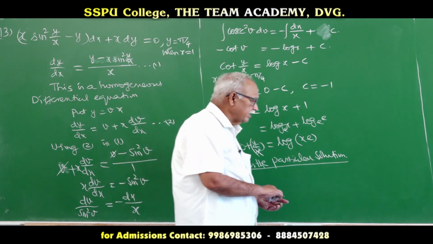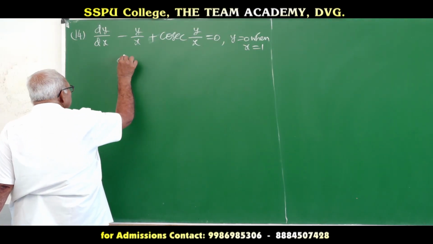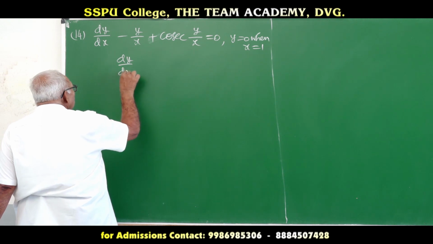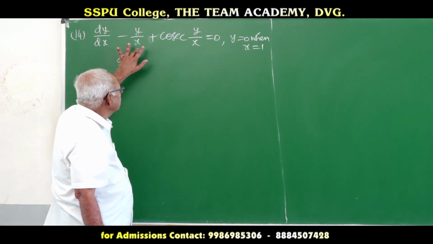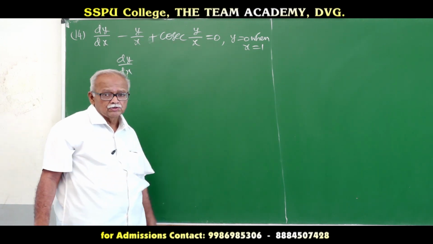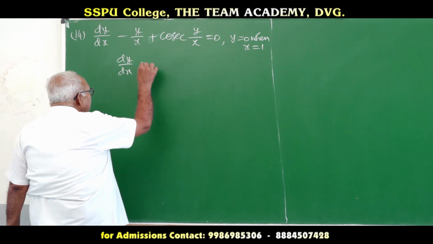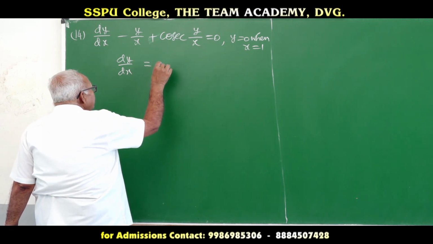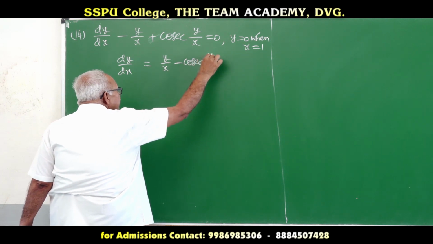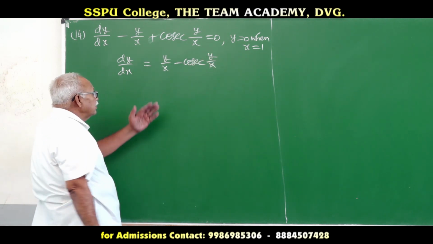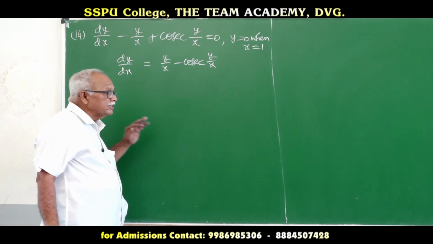Okay, let us try the next question. Question number 14: dy by dx minus y by x plus cosecant y by x is equal to 0. So simply they have given dy by dx instead of dx and dy. Now this is dy by dx equals y by x minus cosecant y by x. See, by looking at this itself, this is a 0 degree homogeneous equation.